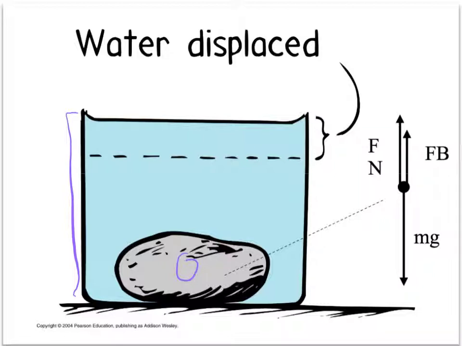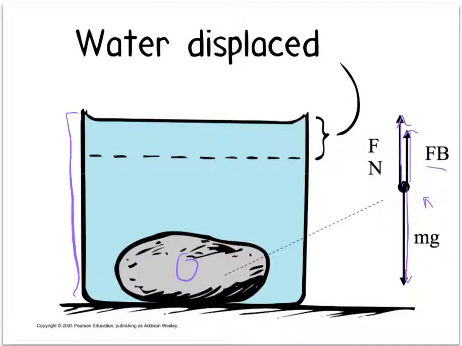I want to draw your attention to this free body diagram over here, where I have weight, which should be familiar to you. We're on Earth. The rock has weight. It has a normal force. It's sitting on the bottom of the jar, so there's a normal force. And I've also labeled this thing called the buoyant force. Now the rock's not moving, so all of those forces add to zero. The up forces equal the down forces.